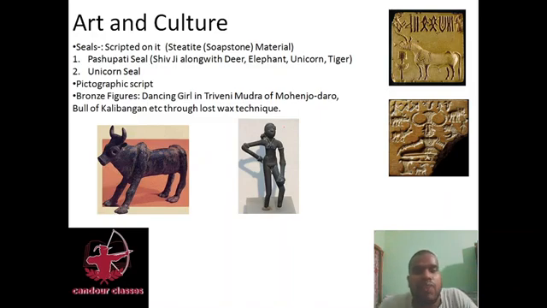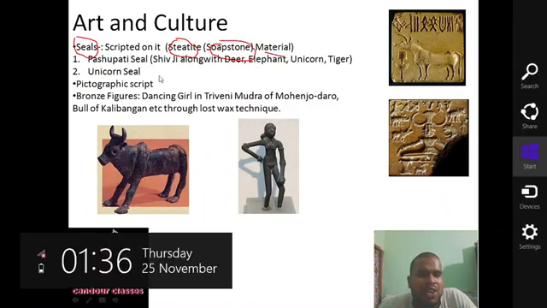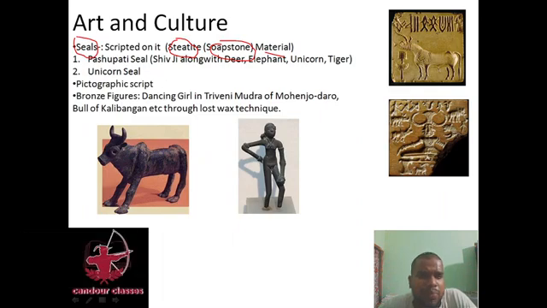See, seals you can find scripted on it, made up of steatite. Steatite is nothing but what is called soapstone material. In these seals, the Pasupati seal, here you can find Shivji along with deer, elephant, and unicorn, tiger. This is the Pasupati.